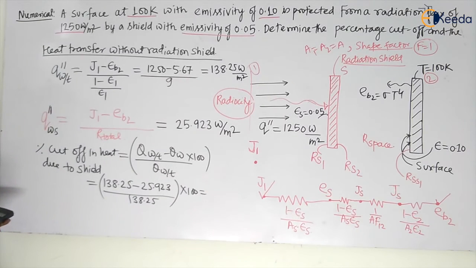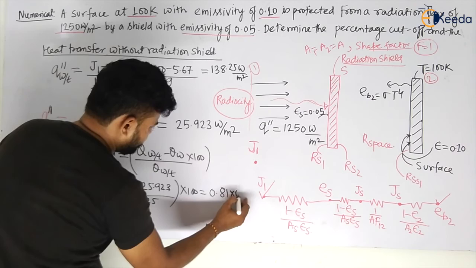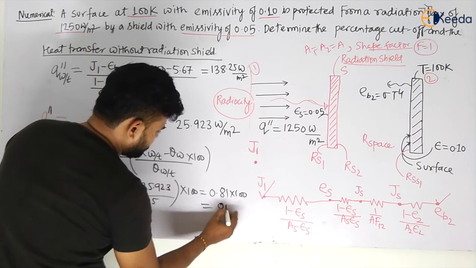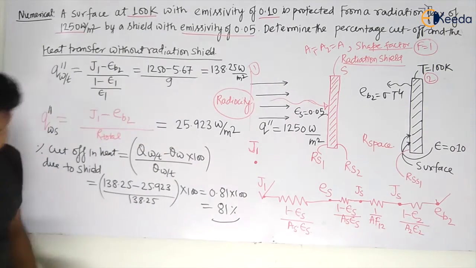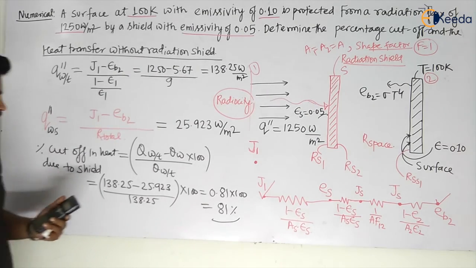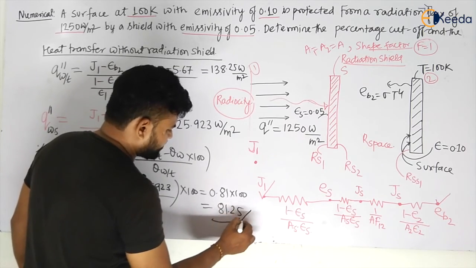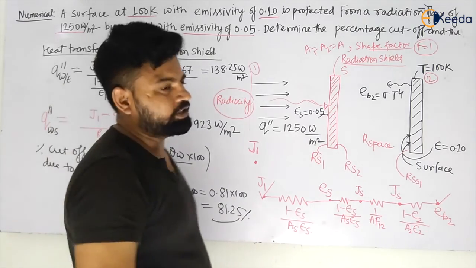So this is nothing but 138.25 minus 25.923 divided by this only. This is nothing but 0.81 into 100, and that will be 81%, my dear students, and that will be 81.25%. Okay, so now we have calculated the percentage cutoff.